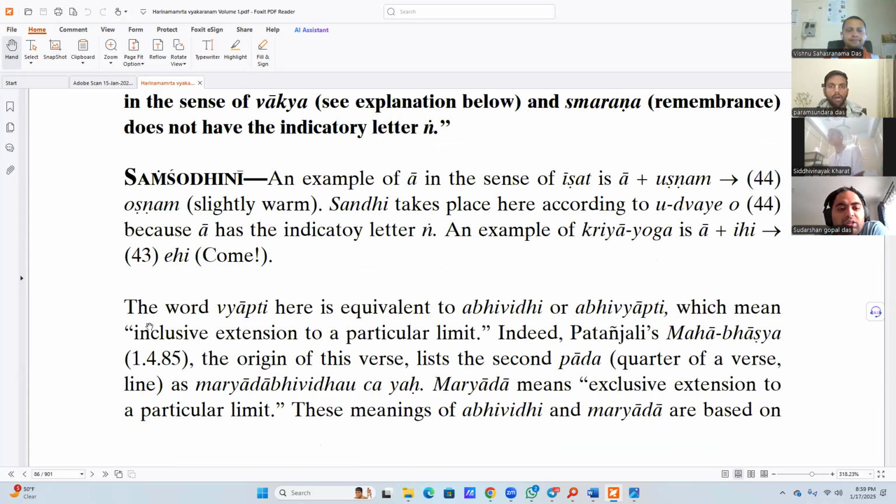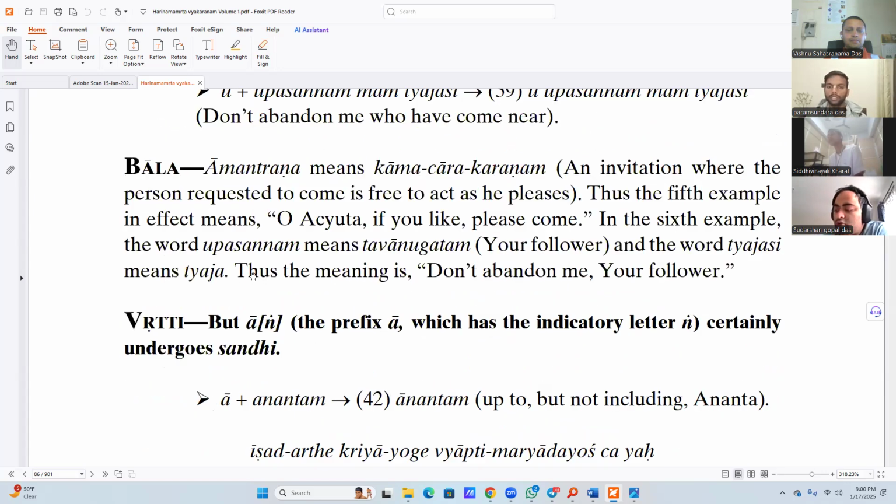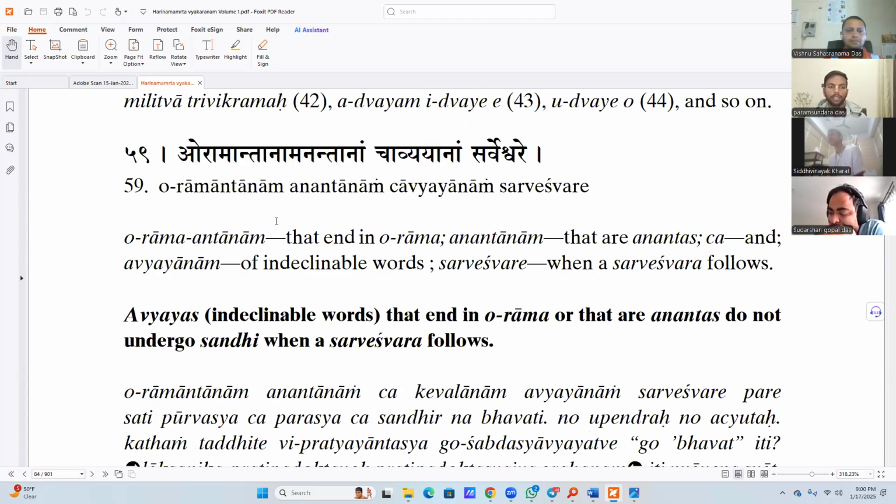Prabhuji, the anantas have to be in the first place, right? Because the sutra doesn't say, like in the verses, it could be anywhere. Of course, it has to be in the first place. The translation is: avyayas that end in o and are anantas do not undergo sandhi when a sarveshwara follows. Sarveshwara follows naturally means it has to be at the first place, right?